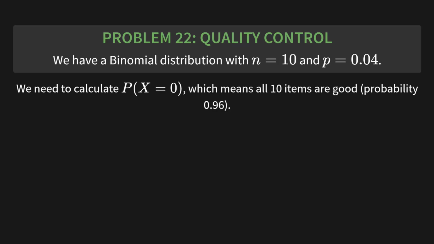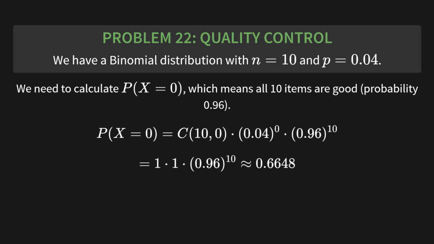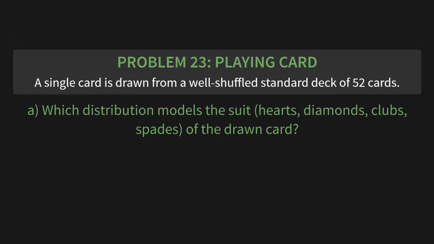So, using our formula, P of X equals 0 is C of 10, 0 times 0.04 to the power of 0 times 0.96 to the power of 10. Now, C of 10, 0 is just 1, and 0.04 to the 0 is also 1. So it simplifies to just 0.96 to the 10th power, which is approximately 0.6648. The result, 66.48%.